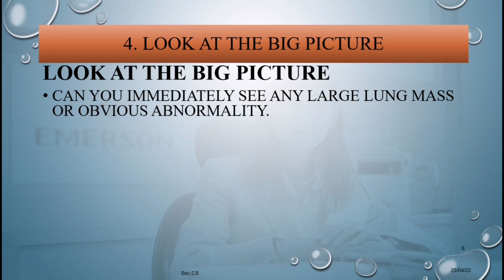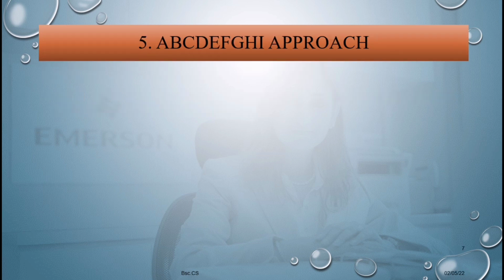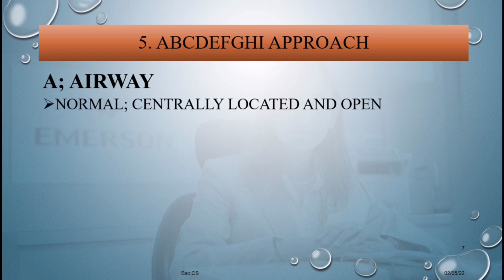Then four, look at the bigger picture. Can you immediately see any larger lung mass or obvious abnormalities? This is just the bigger picture, the things we can see immediately. If there isn't any, you don't have to comment on it, but if it's there, you comment on it before you go to the ABCDEFGHI approach.